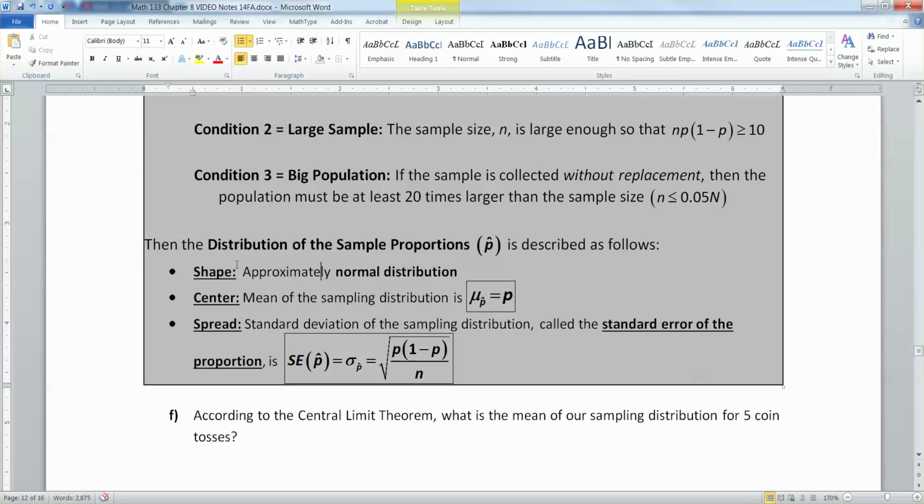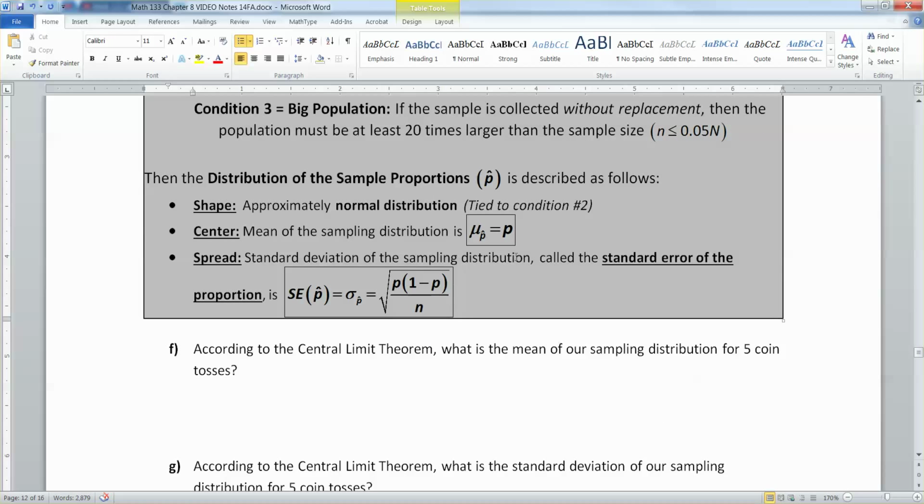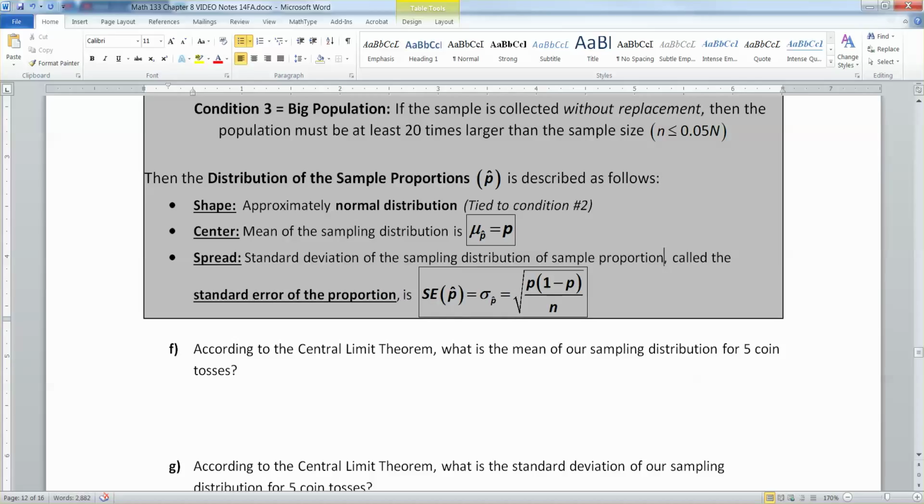You're going to have the distribution of sample proportions is going to have a normal distribution. And again, that normal distribution is tied to condition number 2 in particular, right? So you want to make sure that you have that condition 2 met, okay? Then the center will be the mu of the p hats, which will be p, and the standard error, the standard deviation of the sampling distribution of sample proportions, boy, say that 10 times fast, is called the standard error of the proportion, and it's abbreviated SE of p hat, which is equal to sigma p hat, which is the square root of p times 1 minus p over n.